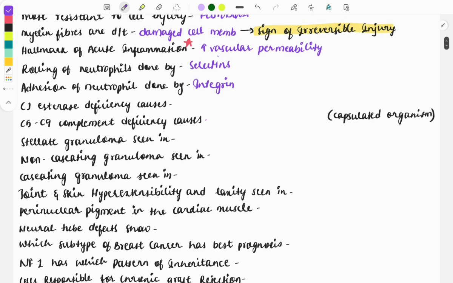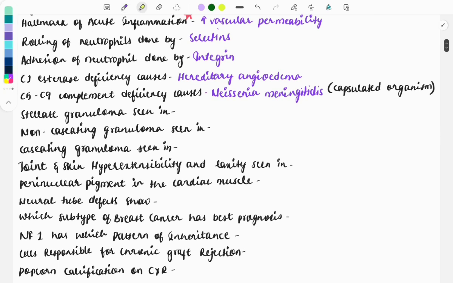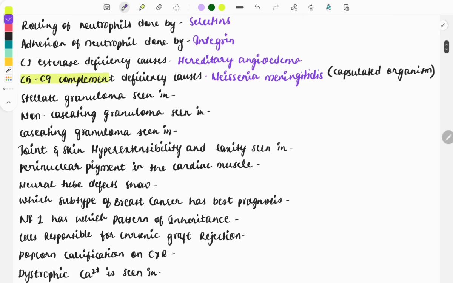Okay, then moving on, C1 esterase deficiency. Whenever this enzyme is deficient, we can see hereditary angioedema. Then the next question: C5-C9 complement deficiency. Whenever we see C5-C9 complement deficiency, the person will be suffering from Neisseria meningitidis, which is a capsulated organism. So the risk of infection with capsulated organisms increases if there is C5-C9 complement deficiency. Then moving on to the next question: the stellate granuloma. This granuloma is seen in cat scratch disease.